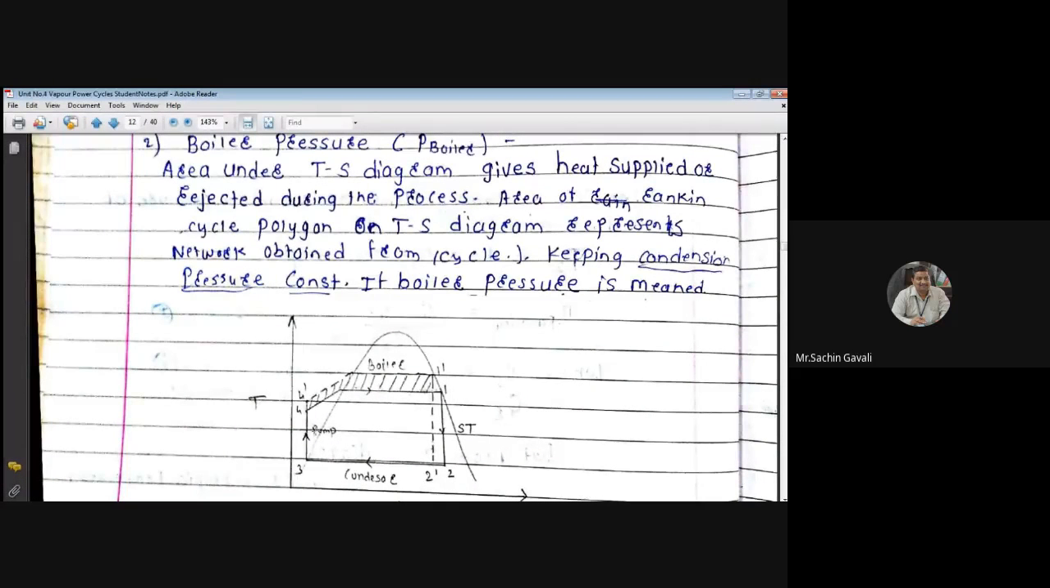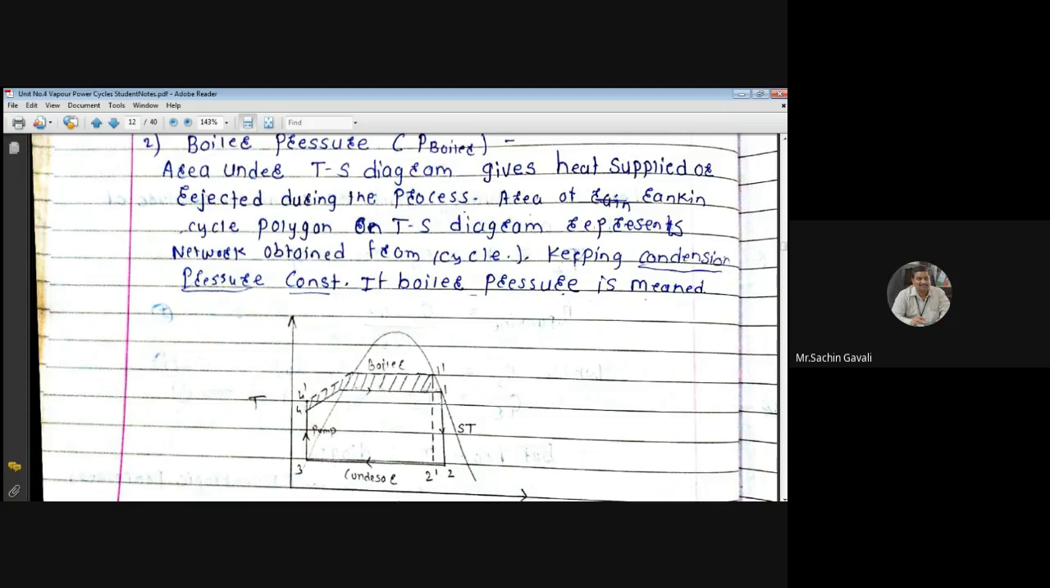Keeping all other conditions constant, if we increase the boiler pressure, point number 4 will shift to 4 dash in the diagram. Then 4 dash to this is sensible heat, this will be latent heat, 4 dash to 1 dash, that will be the heat supplied in the boiler. Afterwards from 1 dash there will be isentropic expansion in the steam turbine, and point number 2 will also shift to 2 dash. But this much hatched area of work done, we are getting more from the Rankine cycle.